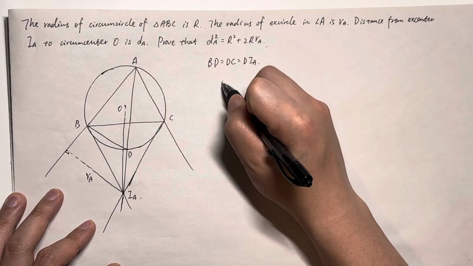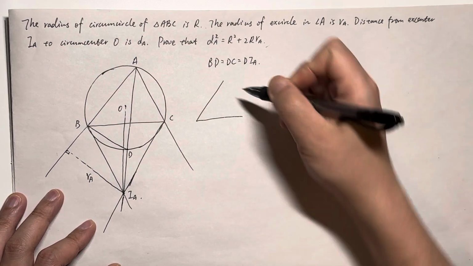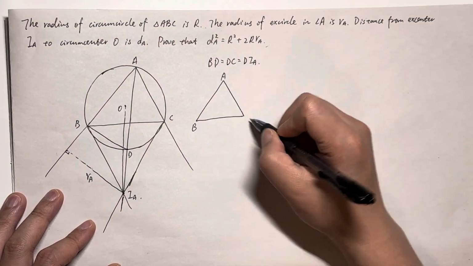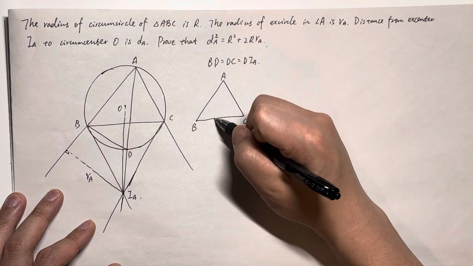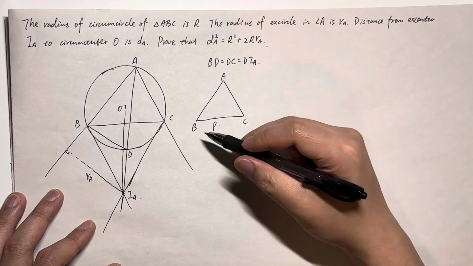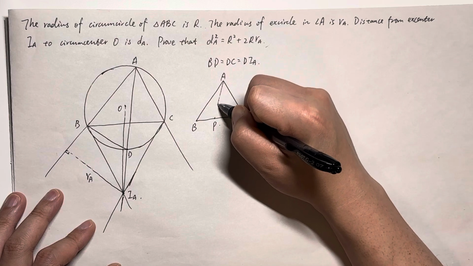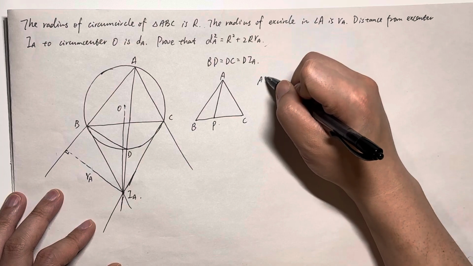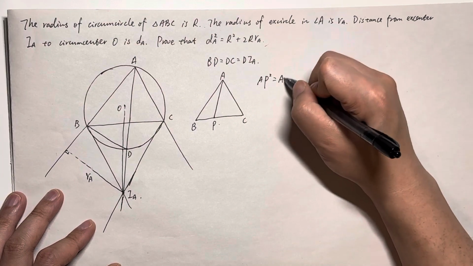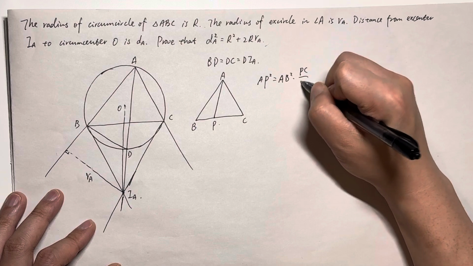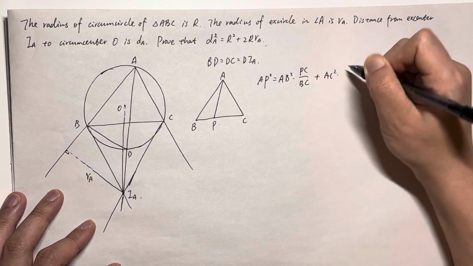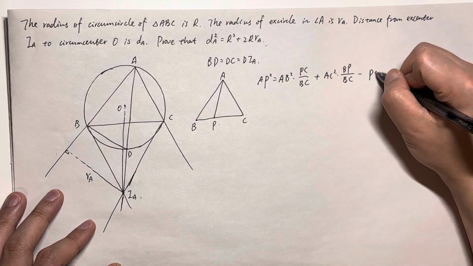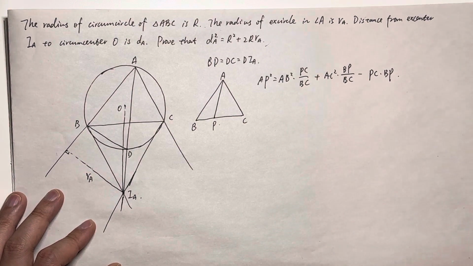So let me give a short review of the Stewart theorem. Stewart theorem says that in a triangle ABC, P is any point on BC except point B and point C. We want to calculate the length of AP. So we have that AP squared equals AB squared times PC over BC plus AC squared times BP over BC minus PC times BP. That's Stewart theorem.